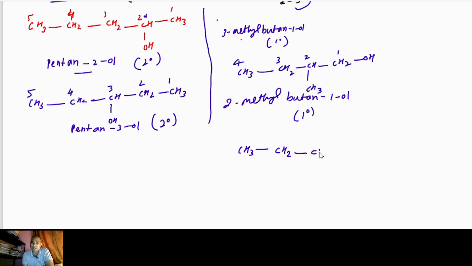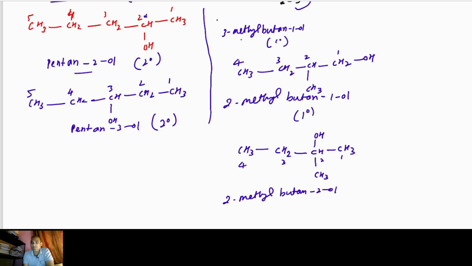So CH3, let it be CH2. Here is CH, student, CH. Now here is the CH3, student. This position OH, and here it will be the CH3. So see, here you can count 1, 2, 3, 4. What will be the name here, student? It will be 2-methyl, and that is butane, 2-methylbutan-2-ol.